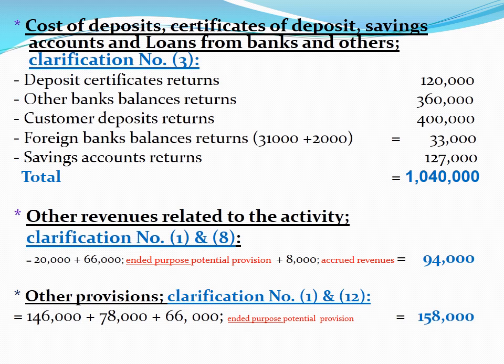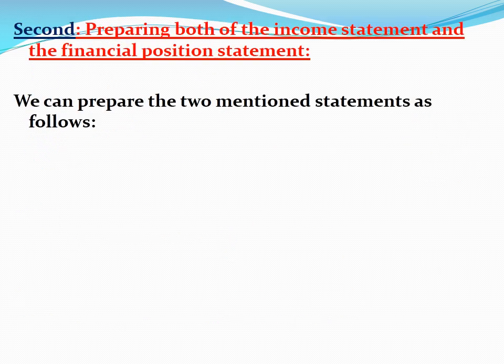Other provisions, clarification number 1 and 12: 146 from the trial balance, 78 from the trial balance, and 66,000, that is the purpose potential provision, so the total is 158. The 66 should be deducted. I'm sorry, it is shown as added here, but the result is correct. So 146 plus 78 minus 66 gives 158. Make this sign, please, before 66, minus, not plus.